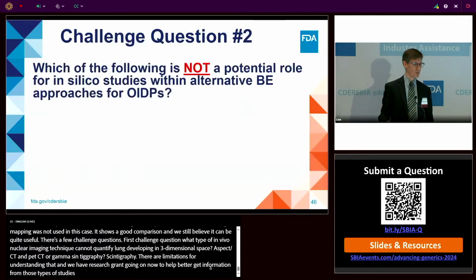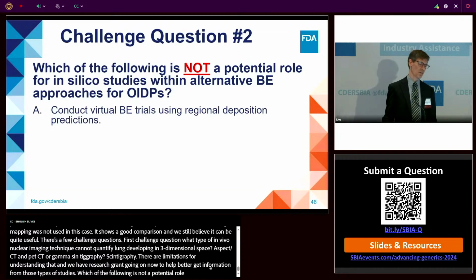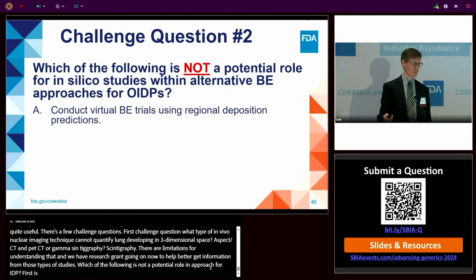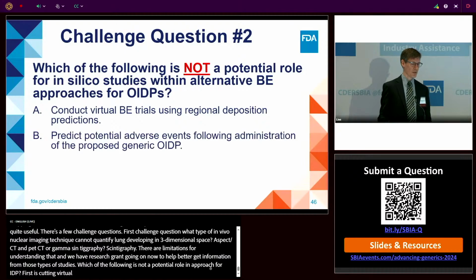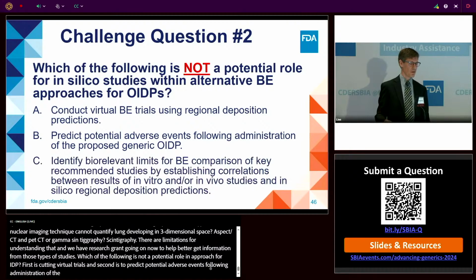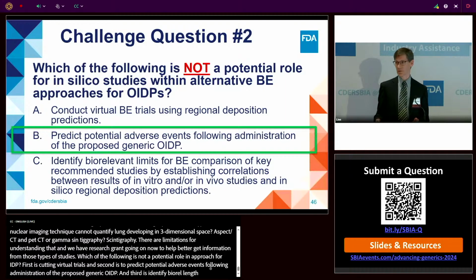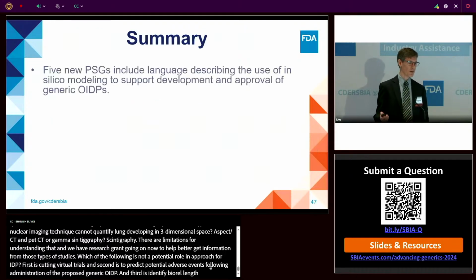Challenge question 2, which of the following is not a potential role for in silico studies within alternative BE approaches for OIDPs? First is conducting virtual BE trials for regional deposition predictions. Second is to predict potential adverse events following administration of the proposed generic OIDP. And third is to identify biorelevant limits for BE comparison of key recommended studies. And the answer is B, we're not predicting safety outcomes with these type of models. That's not the purpose.